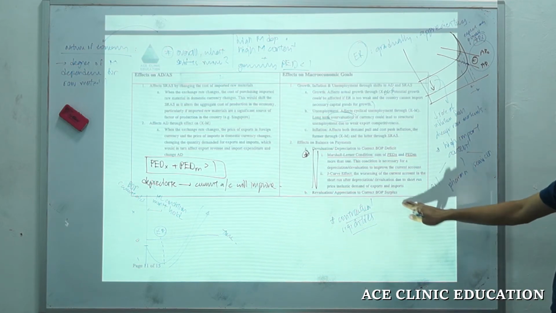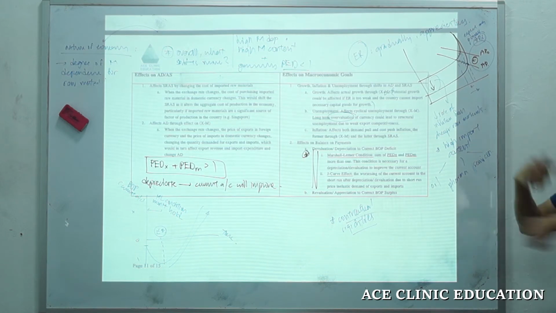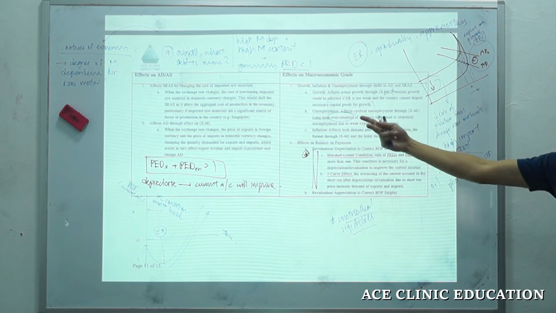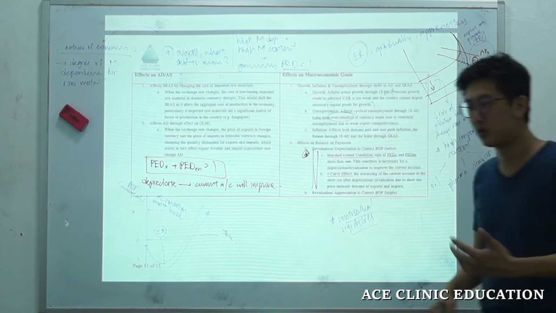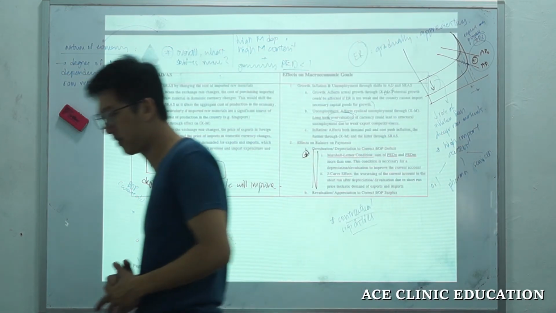Then if you want to revalue or appreciate to correct a BOP surplus, the converse is also true. There's a reverse J-curve effect. So it's exactly the same diagram but a mirror image, vertically. Okay, the Marshall-Lerner condition also needs to hold for the appreciation to help to correct the BOP surplus.